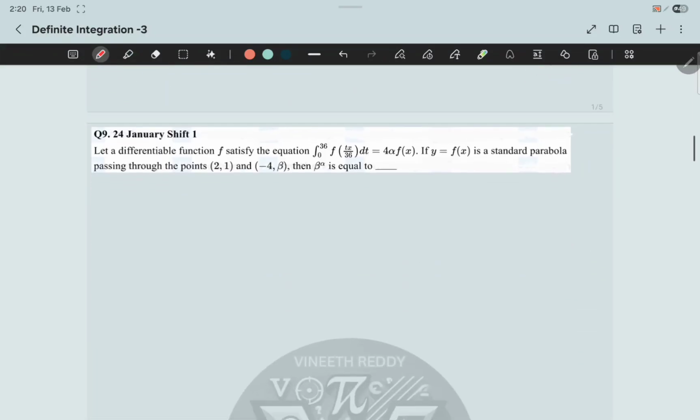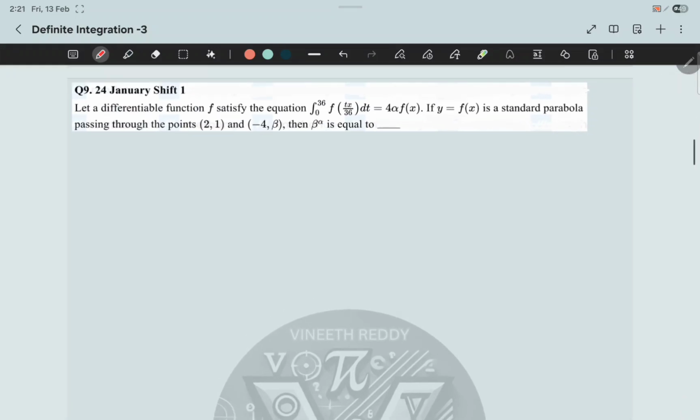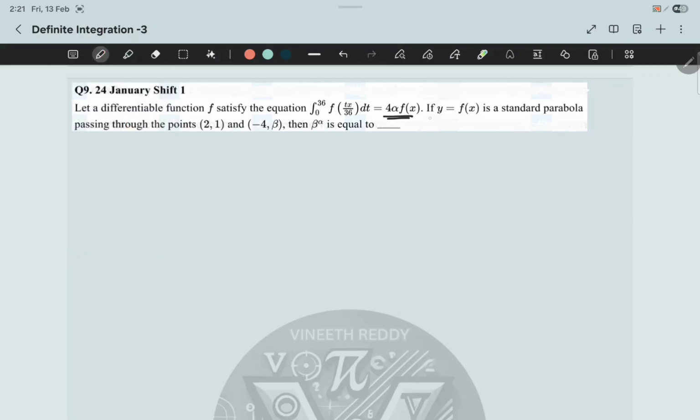Now let us go to the next question. The next question says, let a differentiable function f satisfy the equation integral 0 to 36 of f(tx/36) dt is equal to 4 alpha f(x), and y equals f(x) is a standard parabola passing through the points. I think just by this, see this question, y equals f(x) is a standard parabola, right?